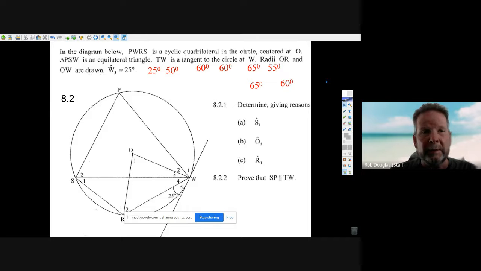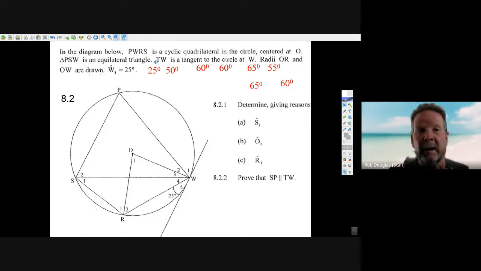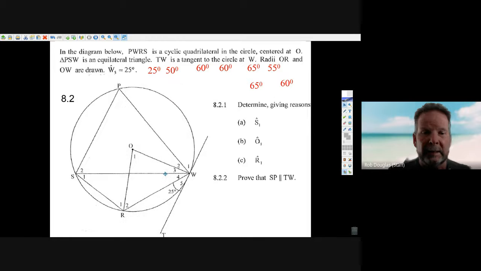But at question 8.2, first it tells you that PWRS is a cyclic quadrilateral, and PSW is an equilateral triangle. That's important. All the sides are equal and all the angles are equal, which means they're 60 degrees. TW is tangent to the circle at W. The radii OR and OW are drawn, and W5 is 25 degrees.